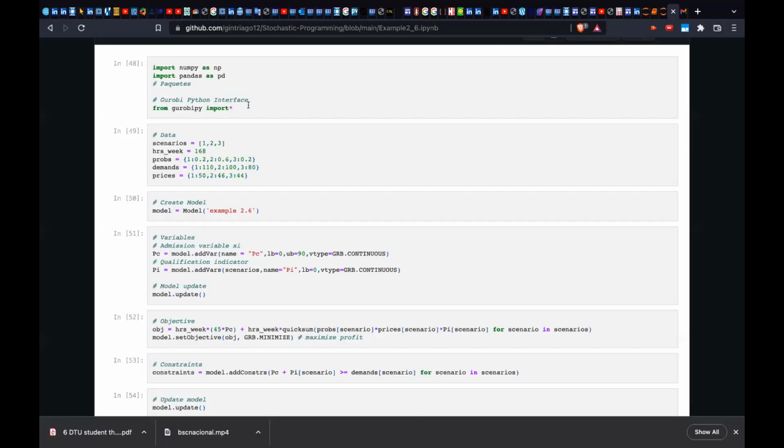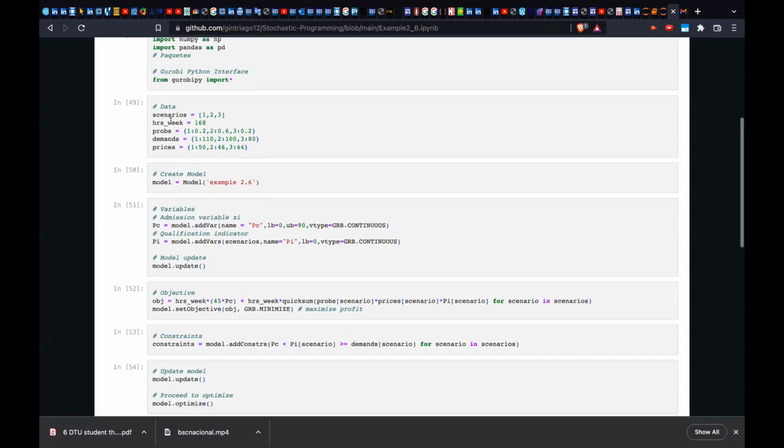Here I have the code for this example. I'm going to use Python, Gurobi, and Jupyter Notebook. Here I define the data. I have three scenarios, 160 hours per week. I use dictionaries to store the probabilities, the demand, and the price for each of the scenarios.